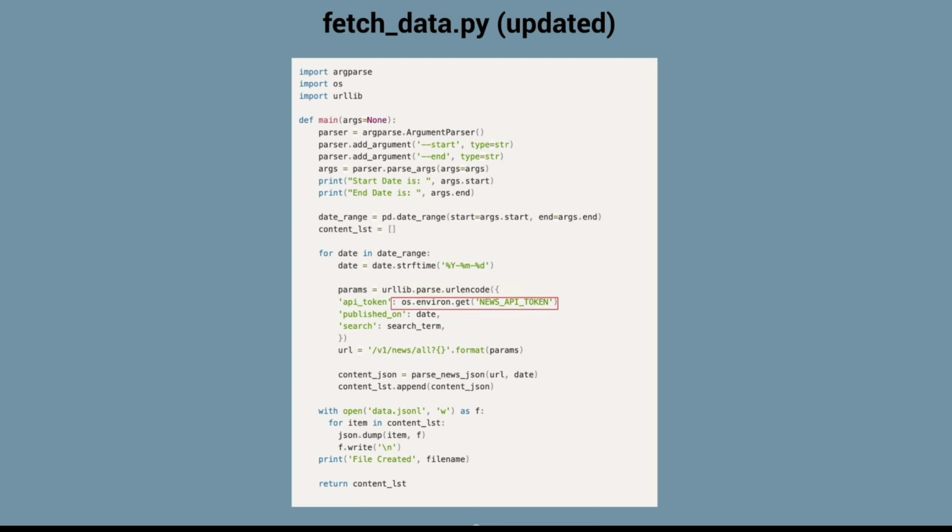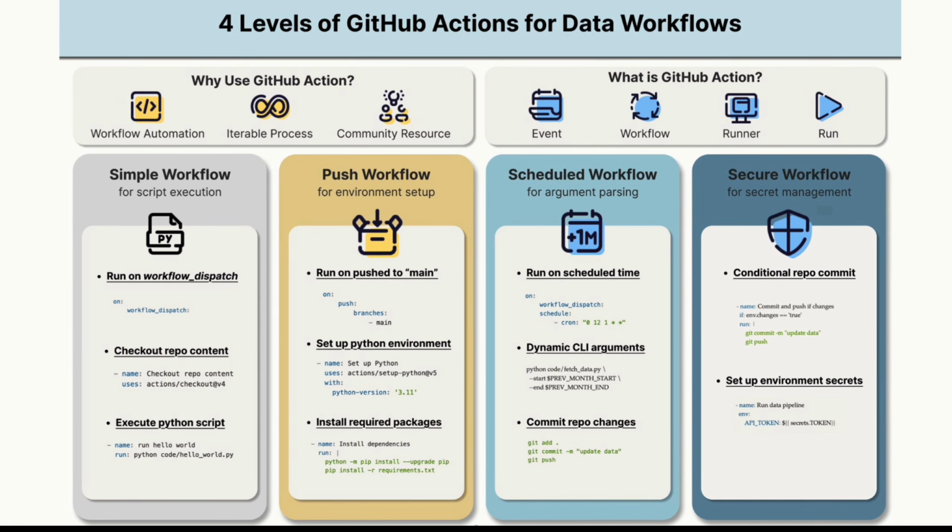Thanks for reaching the end. This guide explores the implementation of GitHub Actions for building dynamic data pipelines, progressing through 4 different levels of workflow implementations.